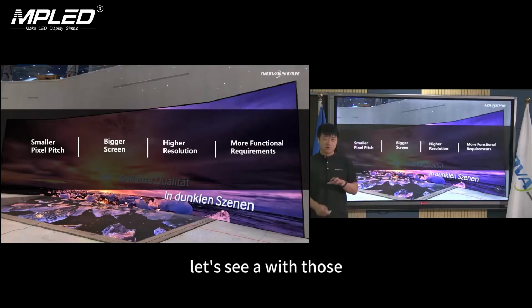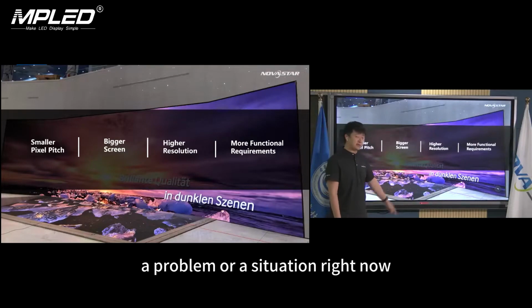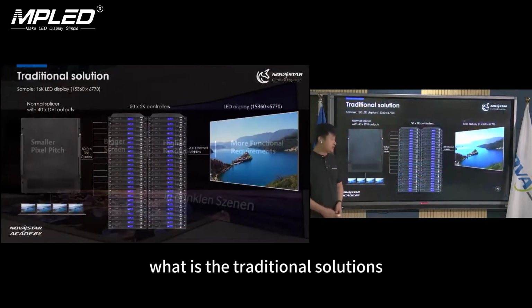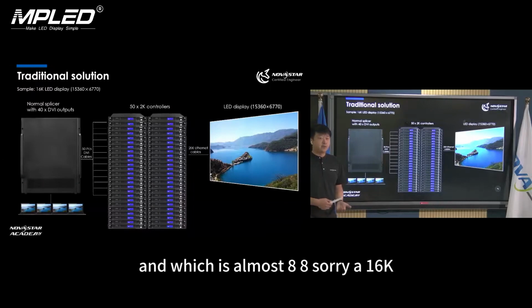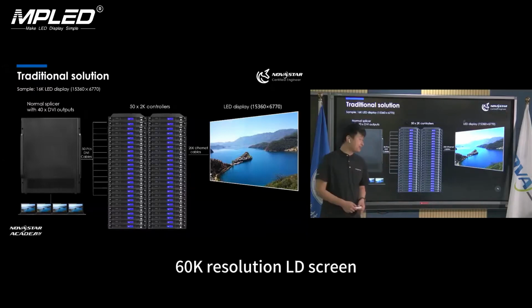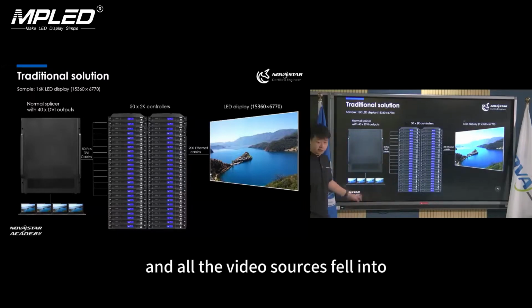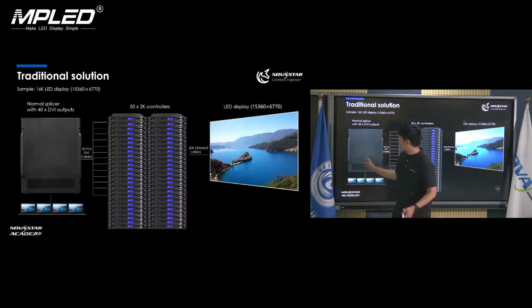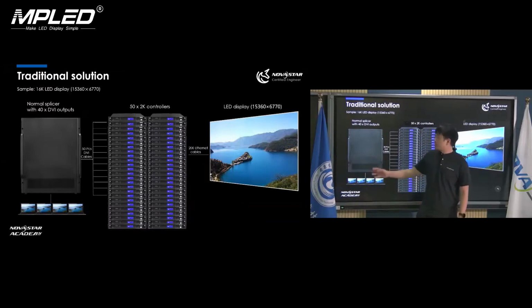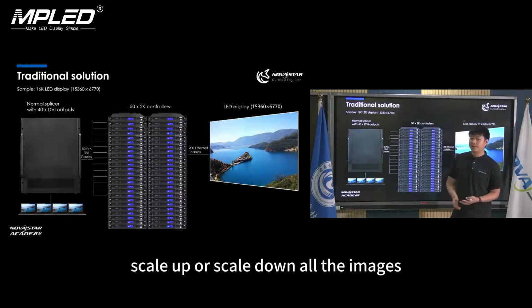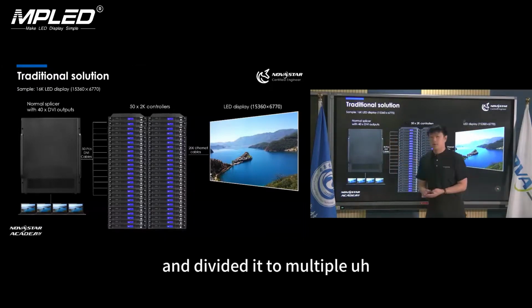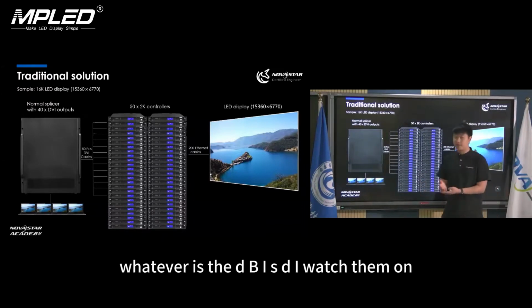Let's see, with this situation, what is the traditional solution? We have a case here, which is almost a 16K by 60K resolution LED screen. In the traditional solution, all your video sources go into a video splicer or matrix, some video processing device, which scales up or scales down all the images and divides them into multiple video outputs, whether DVI, SDI, or HDMI.